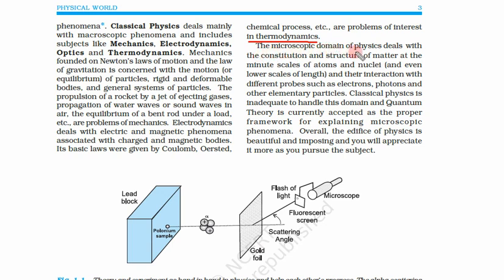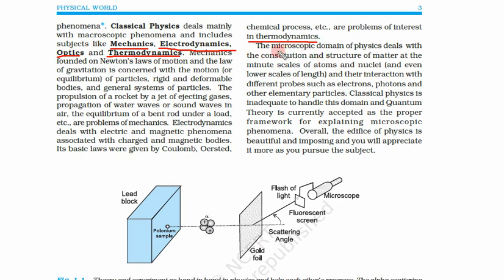The microscopic domain of physics. Till now we were discussing the macroscopic domain, that means mechanics: how systems move and the forces involved. Electrodynamics: how phenomena involving electricity and magnetism arise. Optics: phenomena involving light. And thermodynamics deals mainly with the temperature of the system and work done.